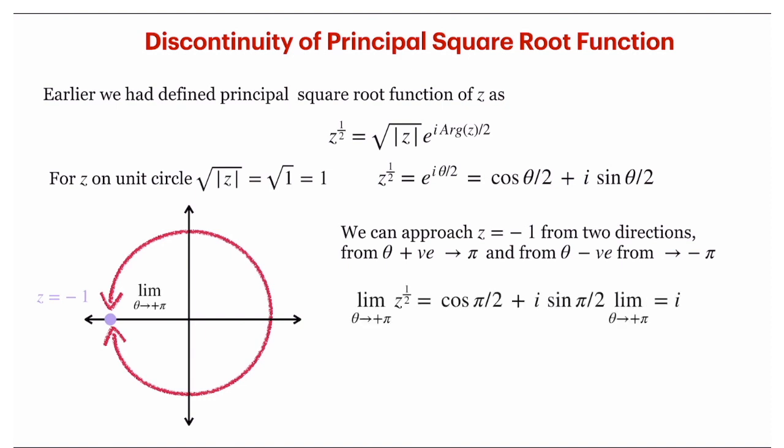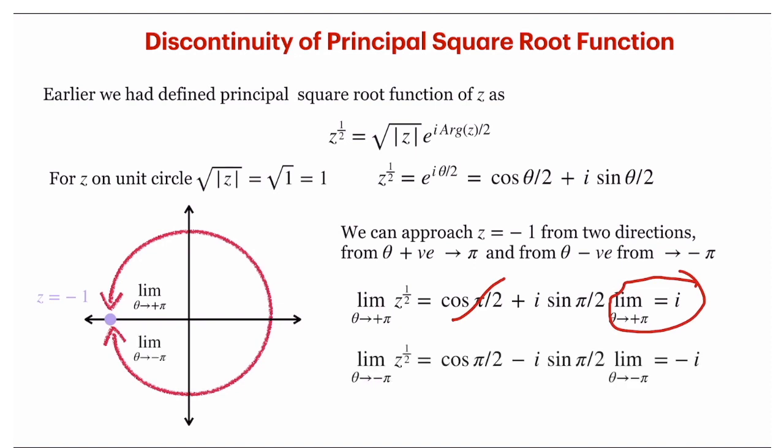Let's first take the case of theta approaching pi from the positive side. Then we have the square root of z, with limiting value as theta goes to pi from the positive direction. We have cos pi by 2 plus i sin pi by 2 as the limit with theta coming from the positive side. This value is equal to i. So the cosine part is going to be 0, and from the positive theta, that is pi by 2, the sine becomes 1, and then we have i.